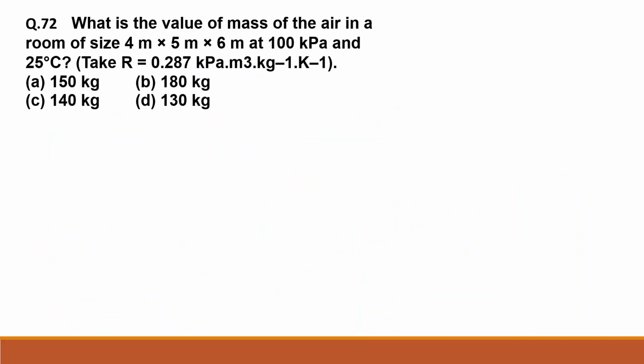Going for next question, what is the value of mass of the air in a room of size 4 meter into 5 meter into 6 meter at 100 kilopascal and 25 degrees Celsius? Take R is equal to 0.287 kilopascal meter cube per kg per K. Guys, please be careful. This is very simple question. By applying only formula based answer.